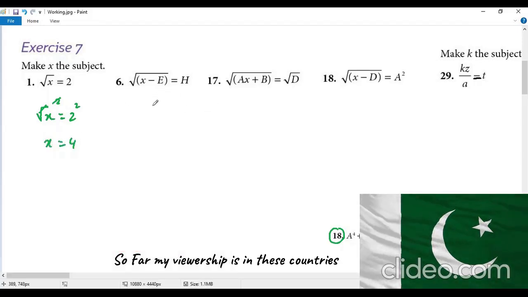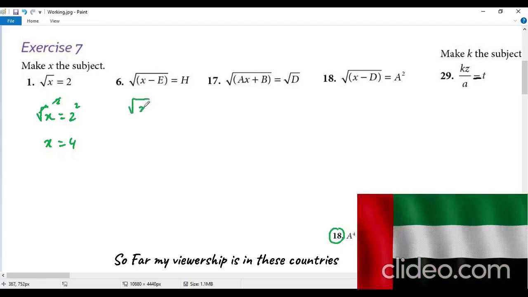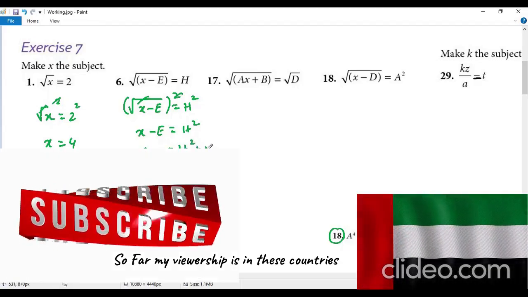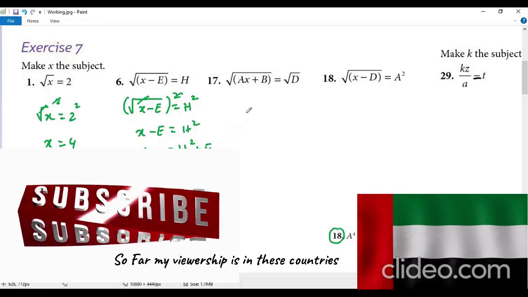Now question number 6, you can see a radical sign. We need to remove this, so we take the opposite of root, which is the operation of squaring both the sides. So this square is going to cancel the root. So x minus e equals h square. That means x is equals to h square plus e. This is your final answer and you'll get full marks.